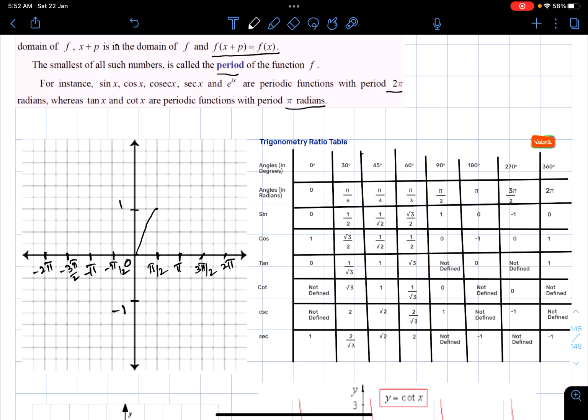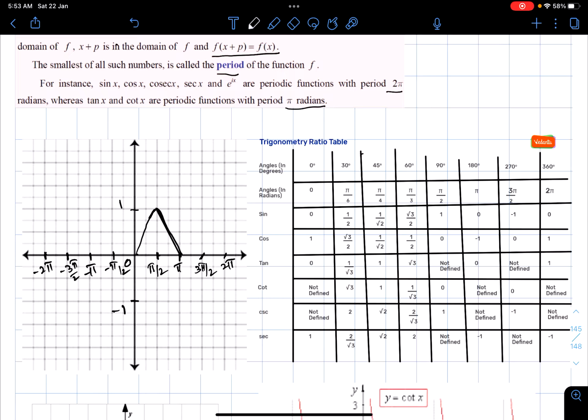Again, when it comes to pi, see here, this is 90 and this is 180. At 180, it goes to 0. So from here, it reaches the maximum and comes down to pi. It is a smooth curve like this. From pi, it goes down again, and here you will get minus 1.